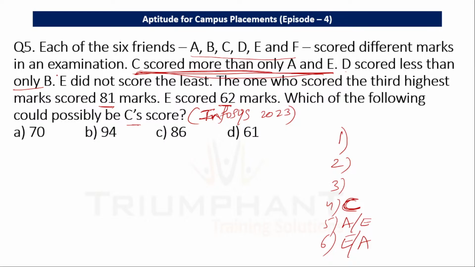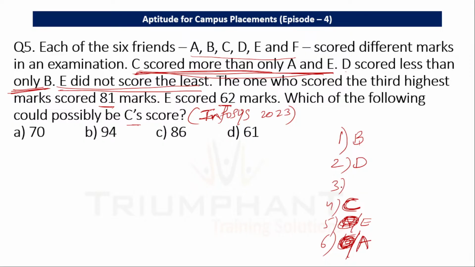D scored less than only B. That means D is second, and B is the topper. Given E did not score the least. Earlier I thought last can be A or E, but now as E did not score the least, this must be A and this is E. By the way, I got B, D, C, E, A.